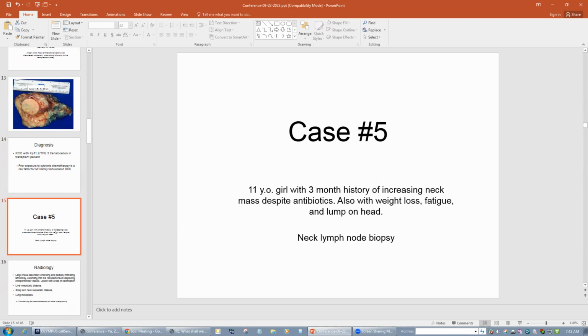Let me give you another case. An 11-year-old girl with a 3-month history of an increasing neck mass. They suspected an infection and gave antibiotics, but she did not get better. The patient also had weight loss, fatigue, and a lump on the head. So they did a neck lymph node biopsy.